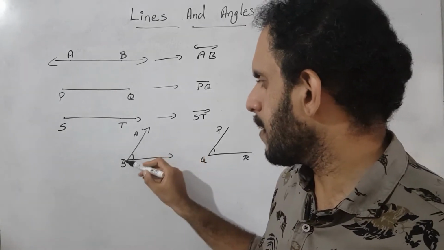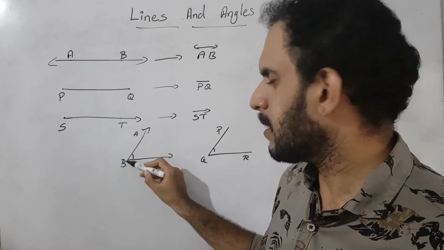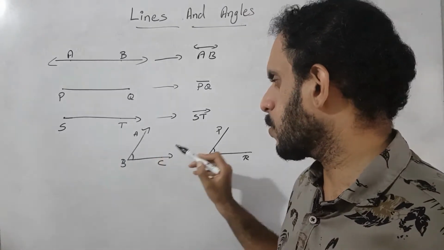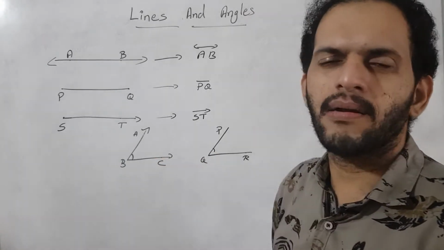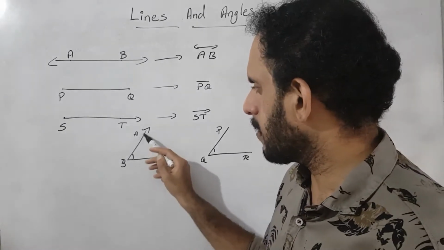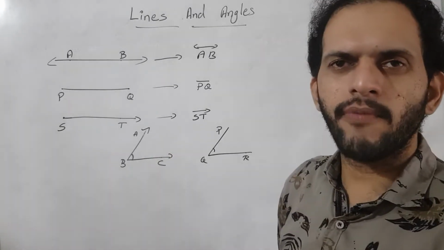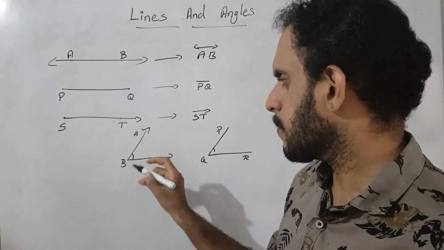AB is the ray to form the angle, and BC is also the ray forming the angle ABC. Correct? Then what do we call it? AB is the arm of the angle. Correct? Arms. What do we call it?